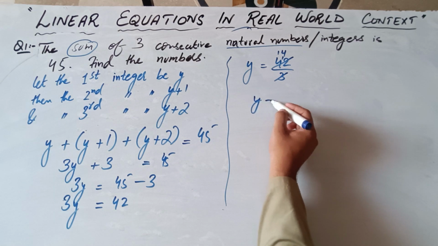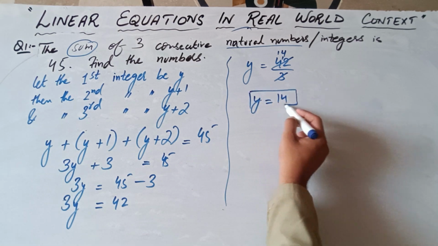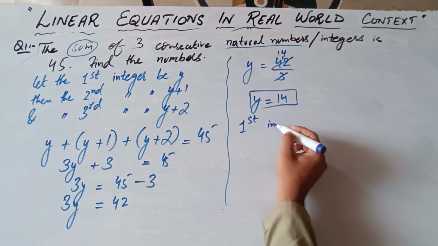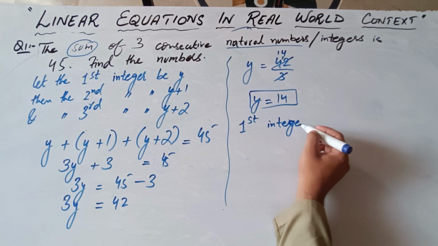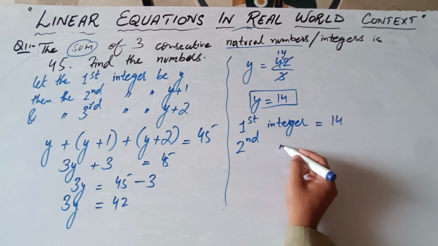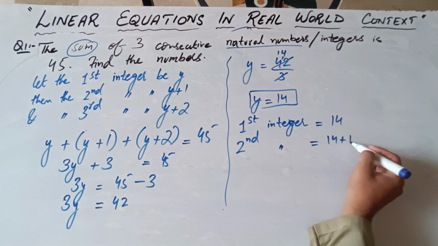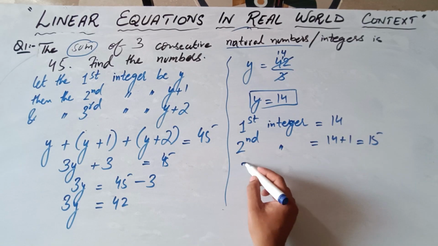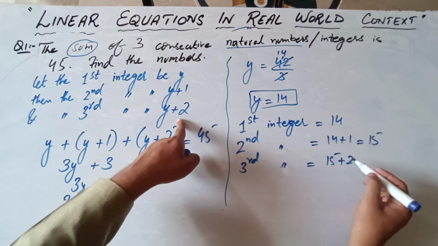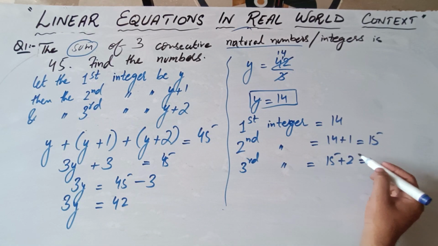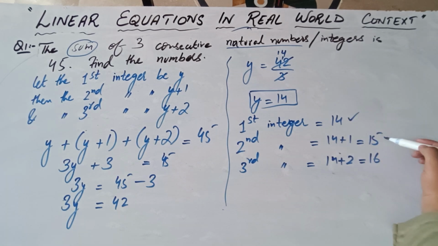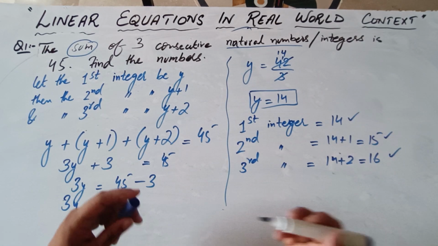So y is equal to 14, meaning the first integer is equal to 14. Then the second integer is 14 plus 1, which is equal to 15, and the third integer will be y + 2, meaning 14 plus 2, which is equal to 16. 14, 15, 16 are consecutive, meaning one after another.